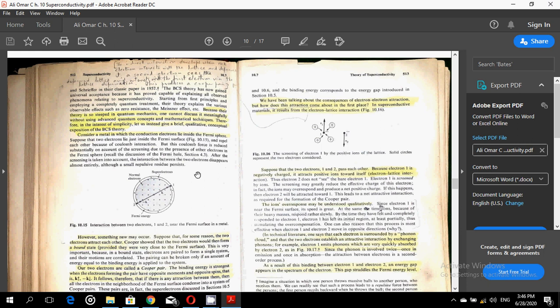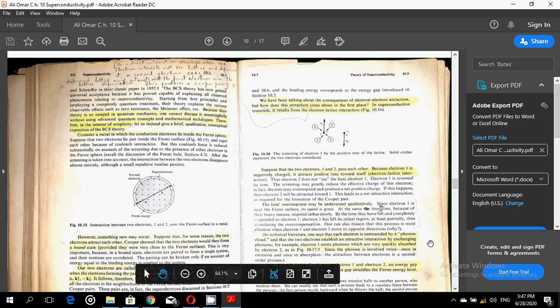As a result of this binding between electron 1 and electron 2, an energy gap appears in the spectrum of the electron. You know that the lattice interaction always contributes an energy gap. So there is a slight energy gap which will be produced as we consider this electron-phonon-electron interaction.